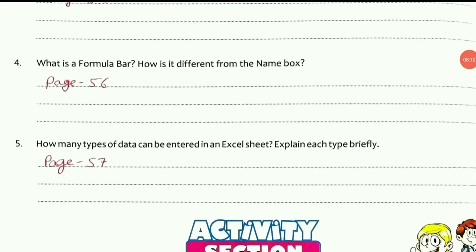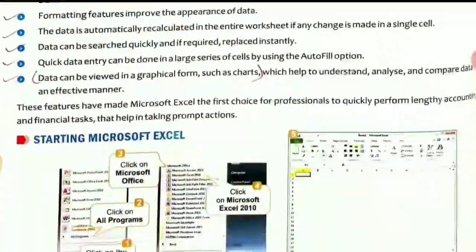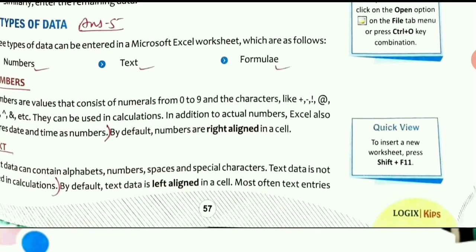Now the question 5 is, how many types of data can be entered in an Excel sheet? Explain each type briefly. The answer is given on page number 57. On page number 57, under the heading types of data, you have to write 3 types of data can be entered in a Microsoft Excel worksheet, which are as follows. The first one is numbers, second is text, and third one is formula.